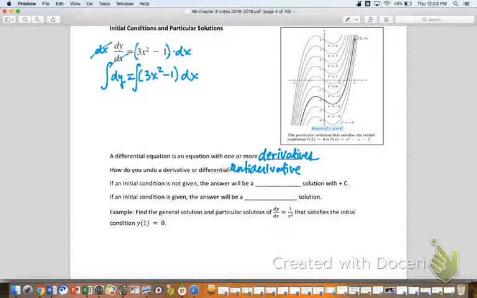What would you guess the antiderivative of dy is? It would just be y, right? Because the antiderivative undoes the differential. You just get y. And then on the right side, I hope this looks pretty familiar. What's the antiderivative of 3x squared? x cubed. There you go. And the antiderivative of minus 1? Minus x. And then don't forget the plus C.